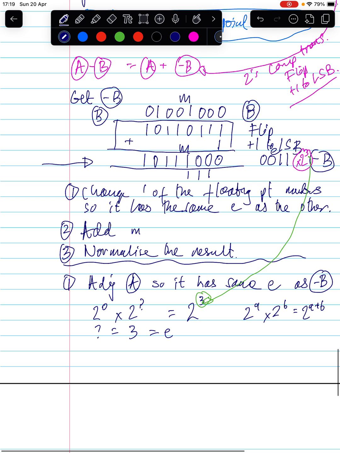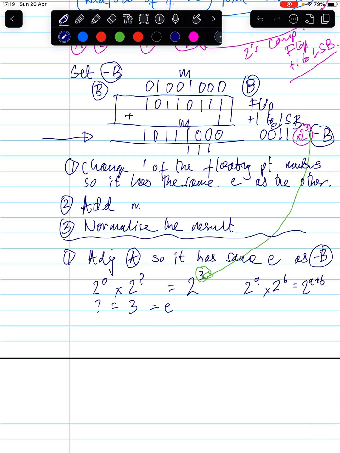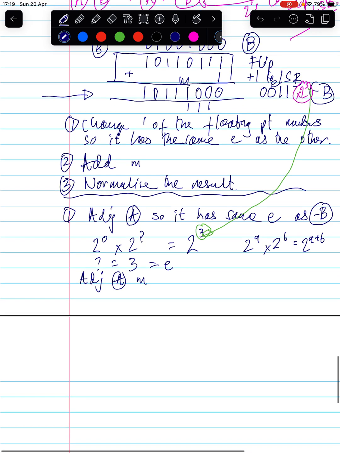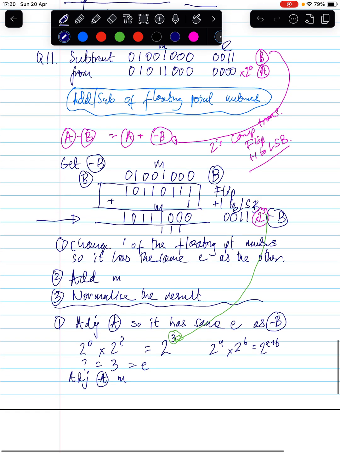So if we are applying an exponent of plus 3, we are going to make the number 3 times bigger. We don't want to change the value of the number. If we're taking the exponent up by 3, we need to bring the mantissa down by 3. So now we're going to adjust the mantissa for a. Let's write the mantissa for a. So that is 0, 1, 0, 1, 1, 0, 0, 0.